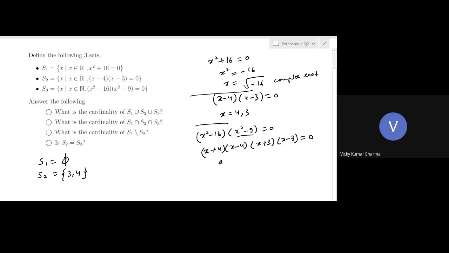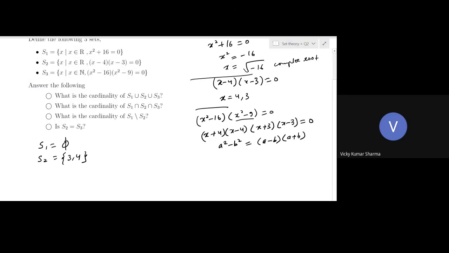So this is from our standard formula that we have learned in elementary school: a square minus b square is nothing but a minus b times a plus b, right? So that is how we got this. So from here, if we have to find out our x value, if you equate all these to 0, you get x equals minus 4, minus 3.